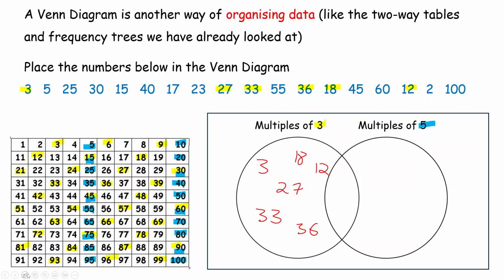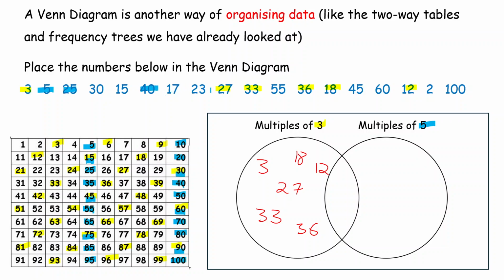Let's now do multiples of 5 and only 5, and let's highlight that in the blue color that we used previously. So 5 is going to be good. 25 is just 5, which is good. 30 is both, isn't it? So we can't use 30. You can see it's both over there. 15 is both, so not that one. 40 is going to be good.